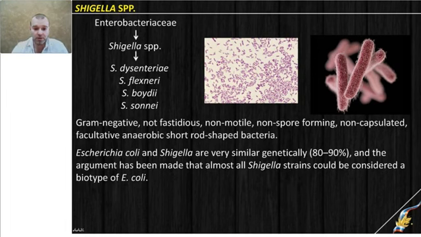In slides, it can appear as a short rod, present as a monobacillus or in clusters, and it is non-motile and non-capsulated. According to recent genetic studies, Shigella and E. coli are very similar genetically, and according to recent data, Shigella can be suspected to be a biotype of E. coli. Maybe very soon we will have a reclassification of the genus, but still nowadays it is the single genus Shigella within the Enterobacteria family, and it has 4 major species: Shigella dysenteriae, Shigella flexneri, Shigella boydii, and Shigella sonnei.